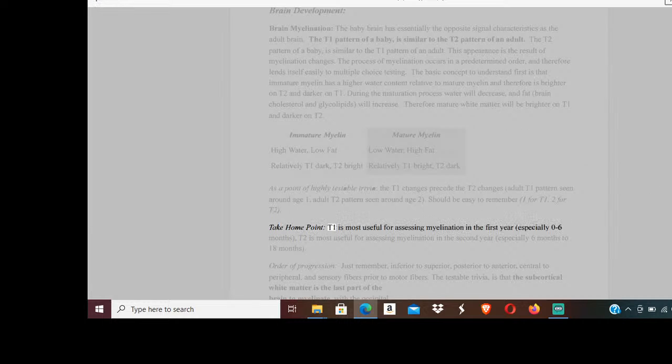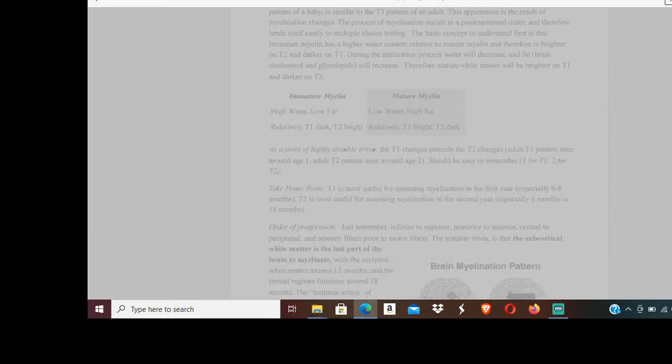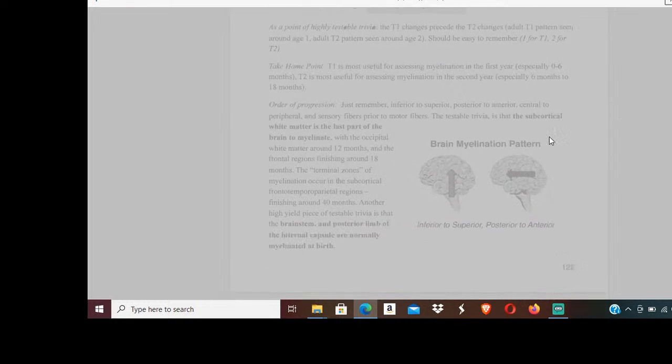Take-home point, T1 is most useful for assessing myelination in the first year, especially 0 to 6 months. T2 is most useful for assessing myelination in the second year, especially 6 months to 18 months.